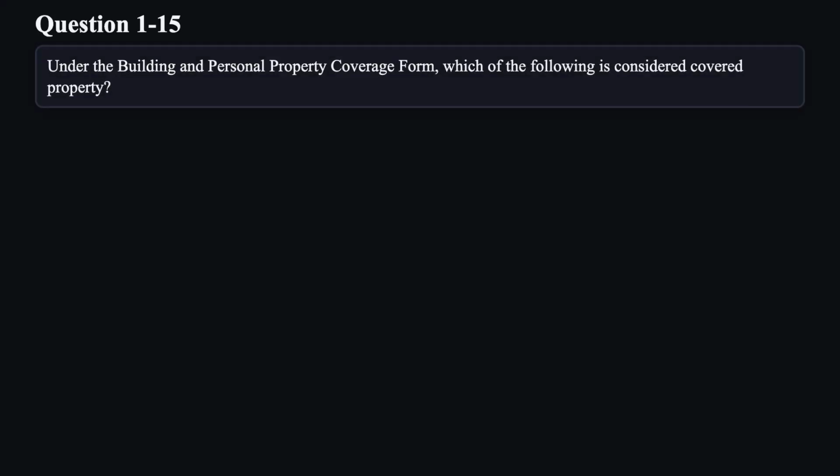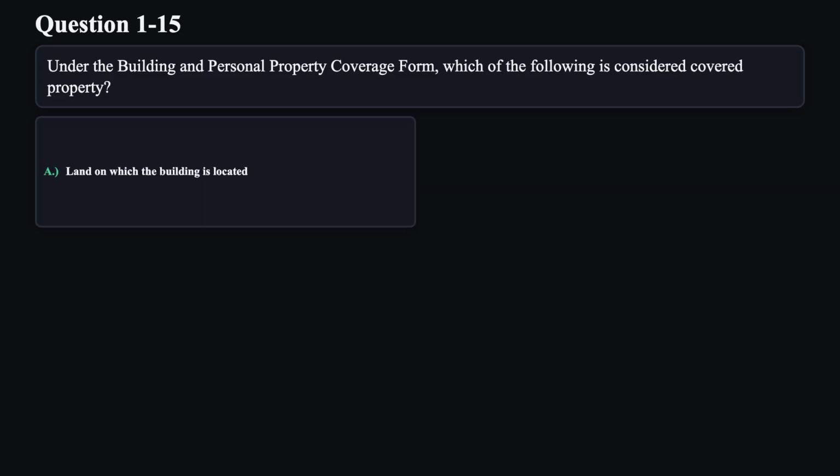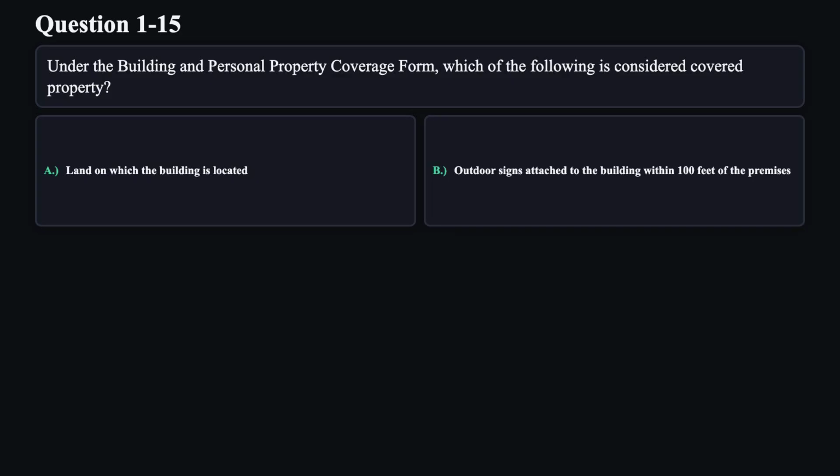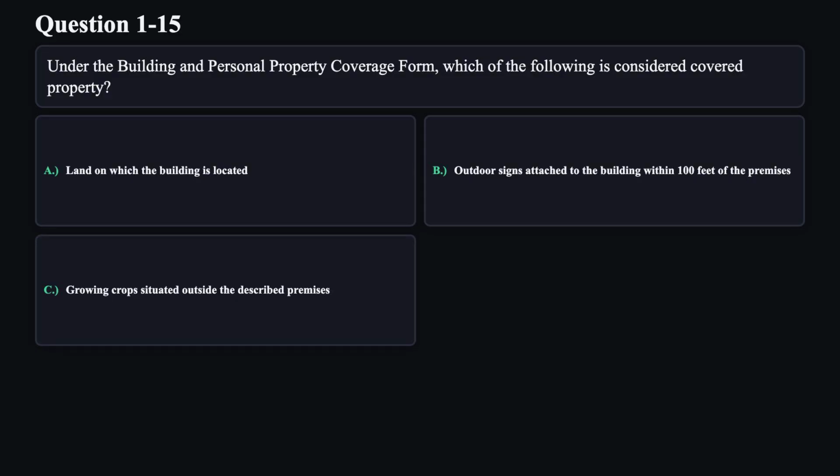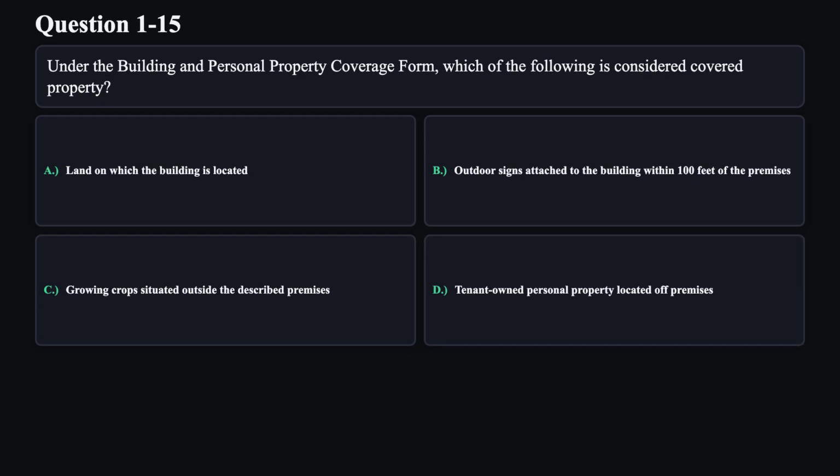Question 15. Under the building and personal property coverage form, which of the following is considered covered property? A. Land on which the building is located. B. Outdoor signs attached to the building within 100 feet of the premises. C. Growing crops situated outside the described premises. D. Tenant-owned personal property located off premises.